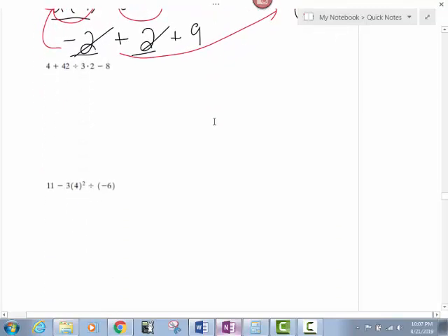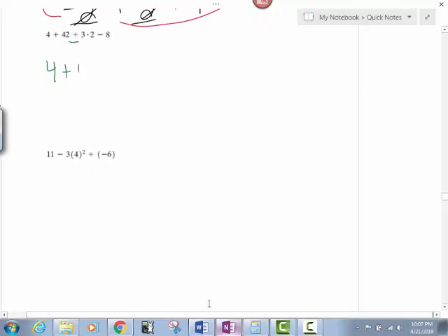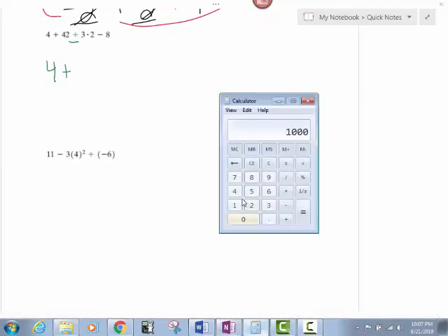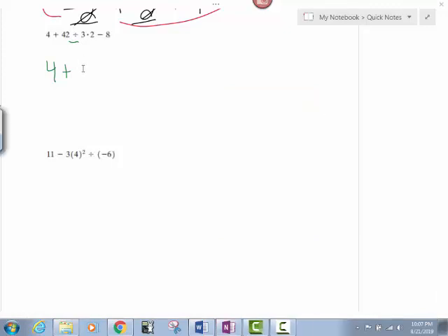Alrighty. Let's take a look at the next problem here. So again, notice I don't have any parentheses. We don't have any exponents, but we do have multiplying and dividing. Remember, we have to go from left to right. Well, I see the division before I see the multiplication. So we're going to write 4 plus. Let's figure out how many times 3 goes into 42. So 42 divided by 3 is 14. Okay. So right here we're going to write the number 14 times 2 minus 8.